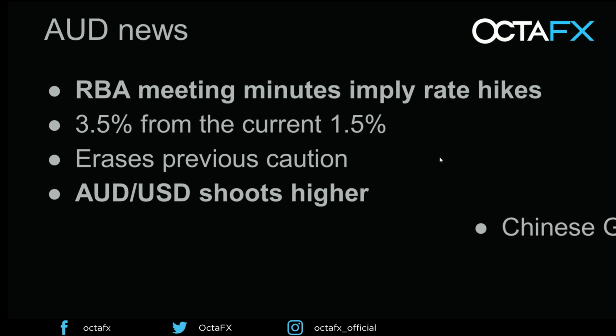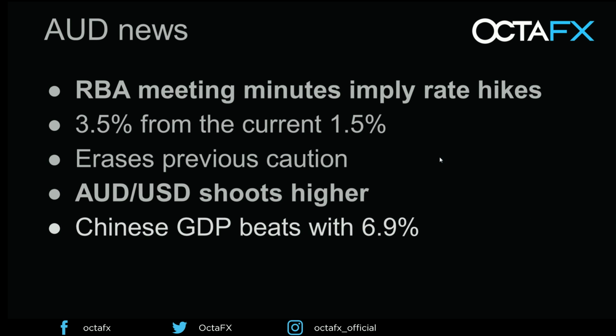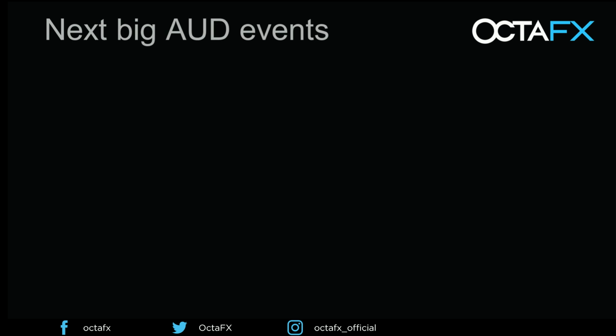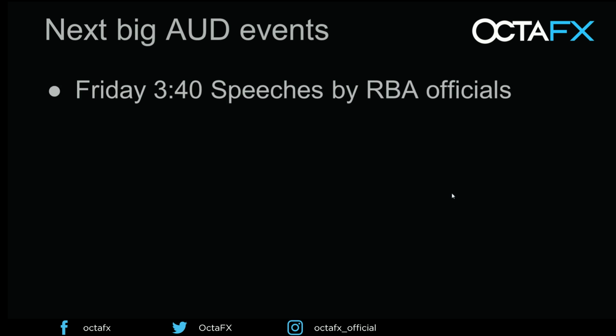We got very close to 80 cents. In addition, in China, Chinese GDP came out better than expected, 6.9%. Even though many people think it is inaccurate or don't believe it, it still moves markets. And we had the Australian job report today. This wasn't a big market mover. It came as expected. 14,000 jobs were gained, and the unemployment rate is at 5.6. Next big Australian events. On Friday, we have some speeches from officials from the central bank.